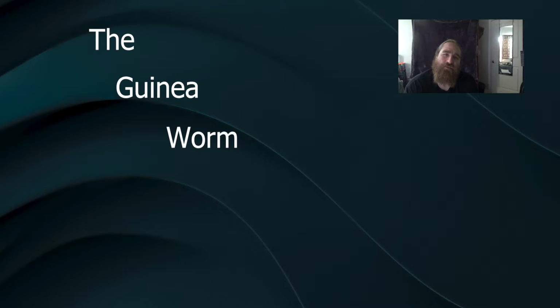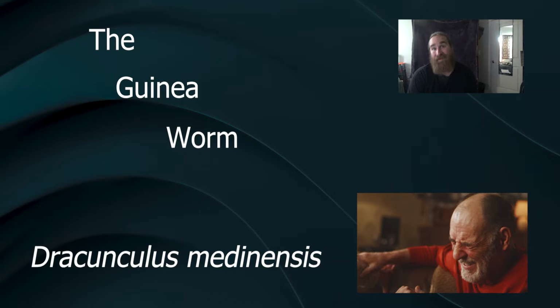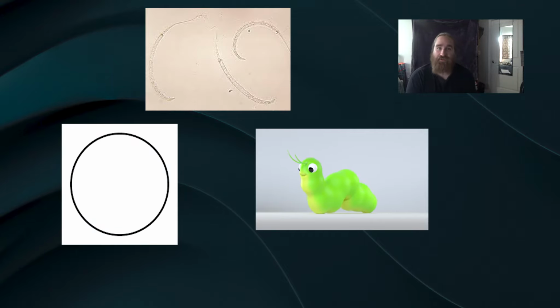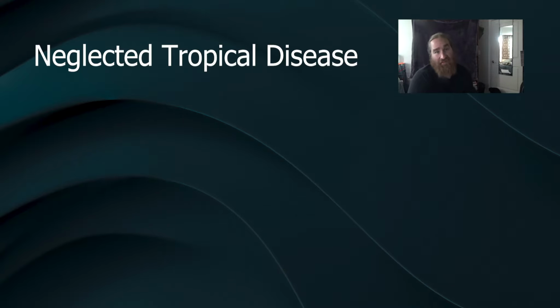So again, the guinea worm, funny name, right? But then you look at its Linnaean nomenclature and you see Dracunculus medinensis. Definitely sounds a lot more sinister. So guys, let's go ahead and talk about it. So what exactly is it? The guinea worm is a roundworm, or more specifically a nematode, and it's known to cause the disease Dracunculiasis, or guinea worm disease. It's what's commonly recognized as a neglected tropical disease.